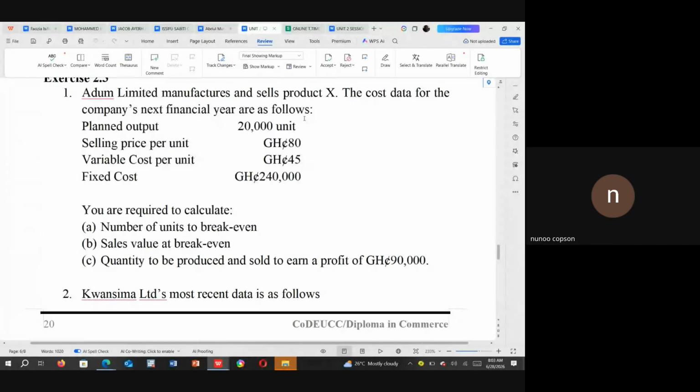So we get the total to be 330,000, divided by the contribution, which is 35. And that gives us what? 9,428.